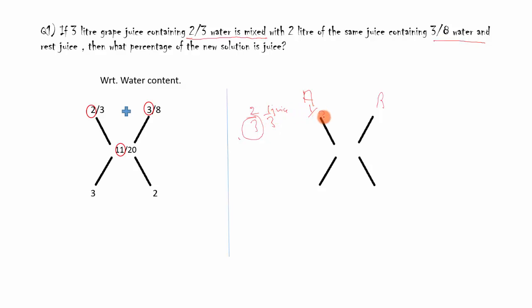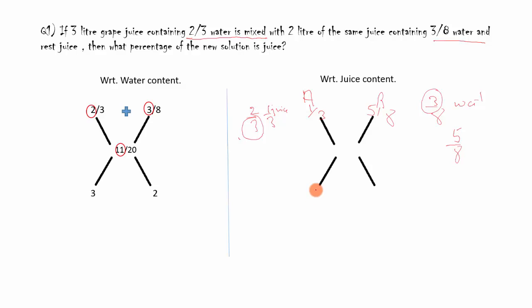So here we have 1 by 3 and the mixture B has 3 out of 8 water. So out of every 8 liters, 3 is water. Out of every 8 units, 3 units is water. So how much would be juice? Rest 5 would be juice. So here rest 5 would be juice.